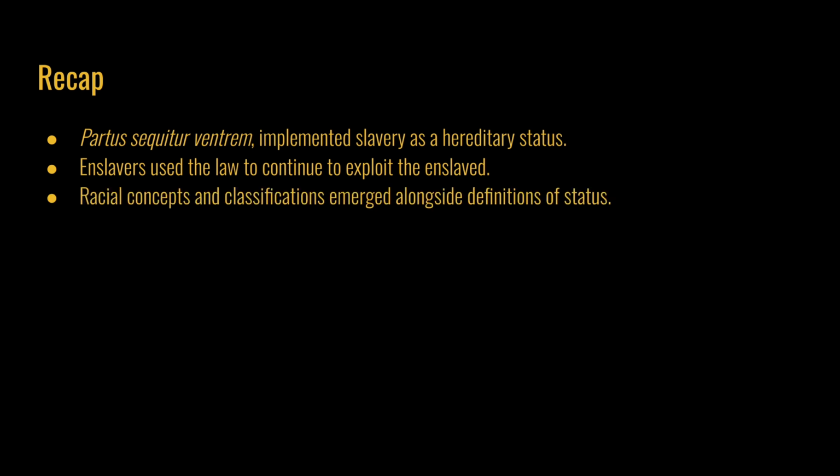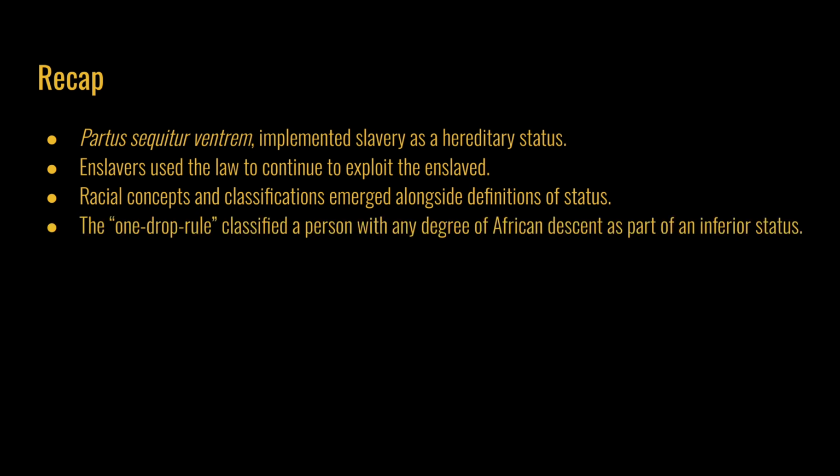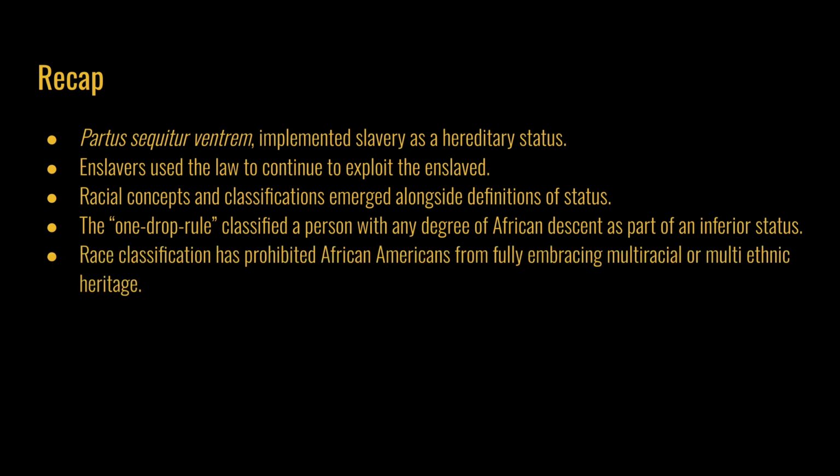In recap, Partus Sequitur Ventrum implemented slavery as a hereditary status. Enslavers used the law to continue exploiting the enslaved. Racial concepts and classifications emerged alongside the definitions of status. The one-drop rule classified a person with any degree of African descent as part of an inferior status. And race classifications prohibited African Americans from fully embracing a multiracial or multi-ethnic heritage. These laws and classifications have helped to maintain a social hierarchy that favored white supremacy and justified the continued exploitation and oppression of African Americans.